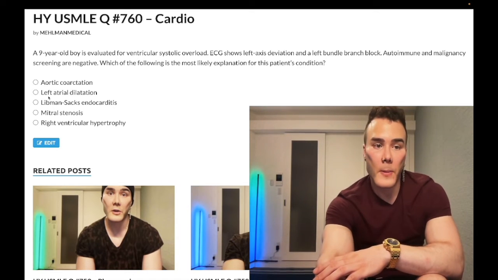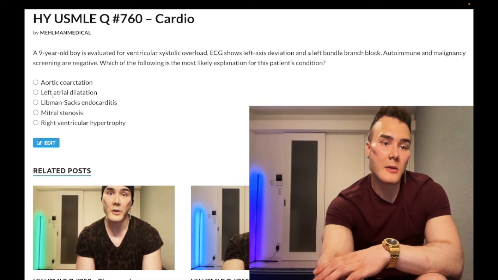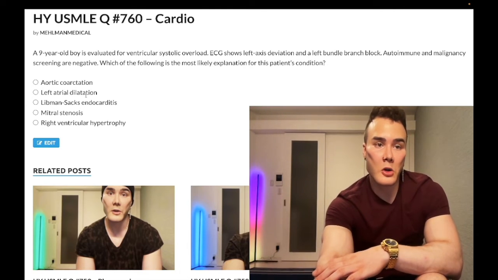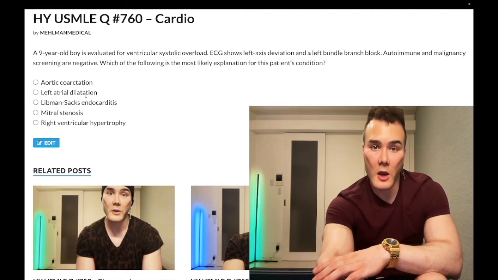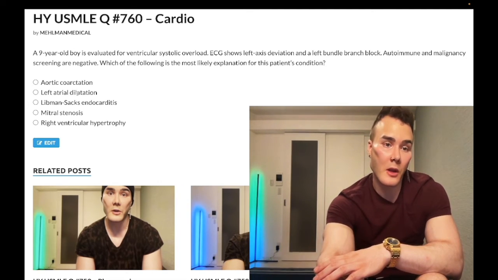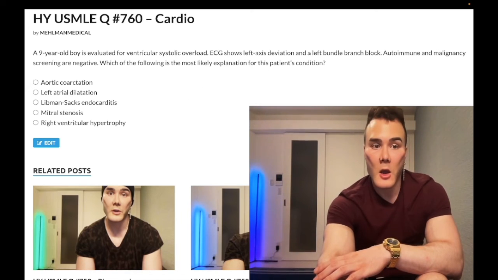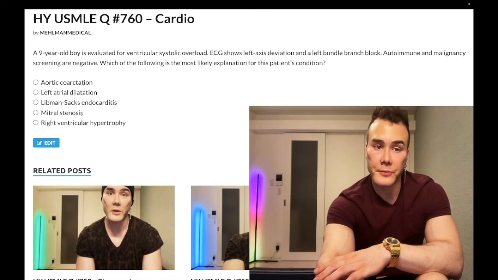So left atrial dilatation, although this could occur secondary to left ventricular hypertrophy, if you have a left ventricular pathology, sure, over time that could lead to increased afterload or preload, depending on the etiology, and that could back up to the left atrium. But this in and of itself is not causing our left axis deviation and left bundle branch block. Mitral stenosis, wrong answer, because this would not affect the left ventricle. This would just be afterload on the left atrium. Left atrial dilatation would be opening snap almost always.